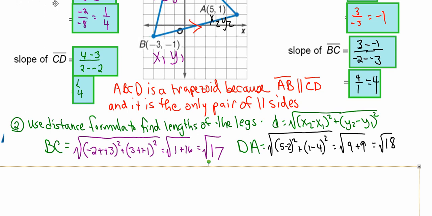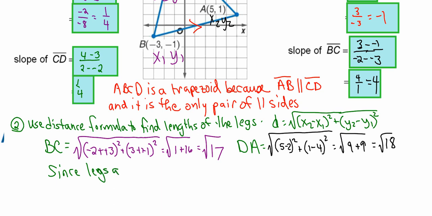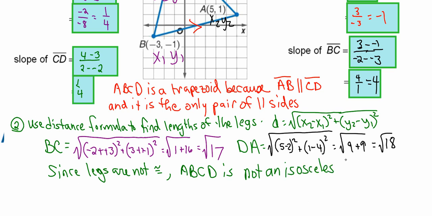So it is not an isosceles trapezoid because the legs are not congruent. So since the legs are not congruent, ABCD is not an isosceles trapezoid. So make sure you've taken good notes so that you're going to be able to figure out what is happening in a problem like this as you move on. Now, pause this if you need to write more down, and then we'll move on.